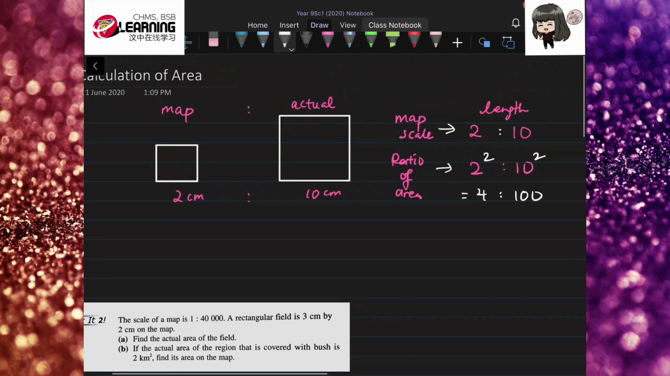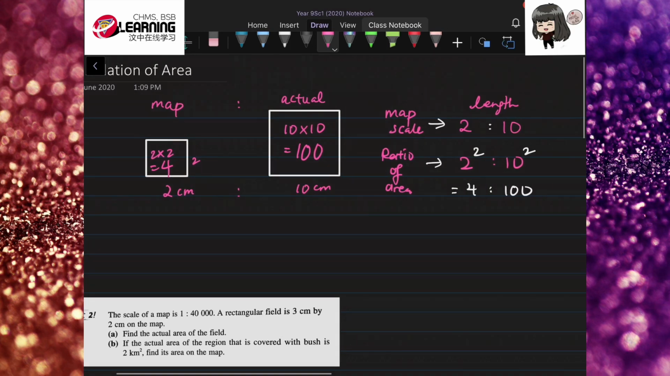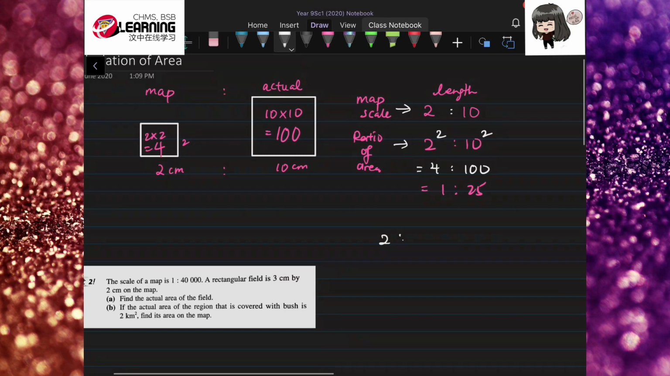You square them both, because let's say the area of this map, since the length is 2 by 2, so it's 2 times 2. The area is 4 centimeter square, whereby the actual one is 10 times 10, which is 100. So the ratio of the area is 4 to 100, or you can simplify it to 1 to 25. If we have a ratio of 2 to 3, then the ratio of the area will be 2 square to 3 square, which is 4 to 9. So for the ratio of the area, you have to square both sides.